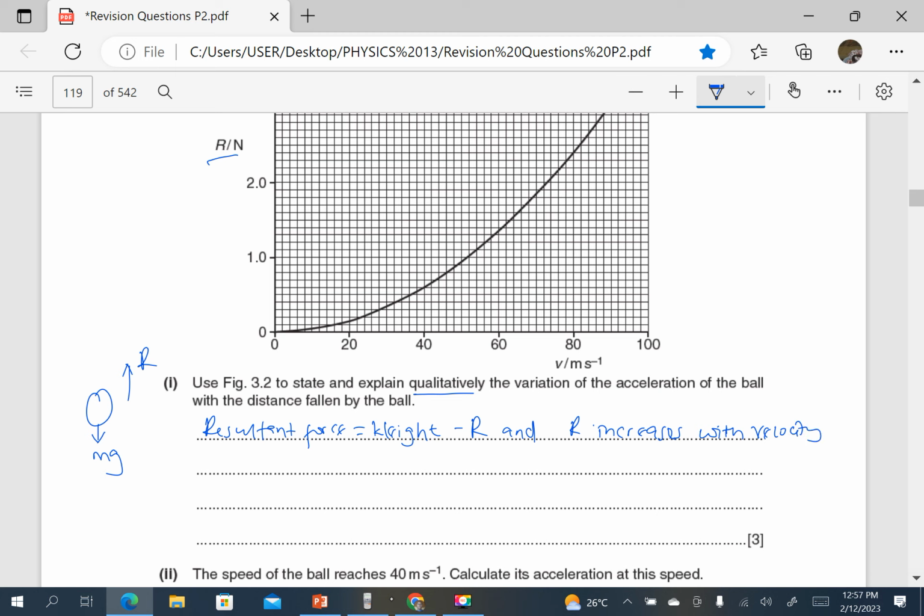If R increases with velocity, it means the resultant force decreases. Remember, resultant force is equal to mass times acceleration, so force is ma. If the resultant force decreases, it means the acceleration decreases. So hence, acceleration decreases.